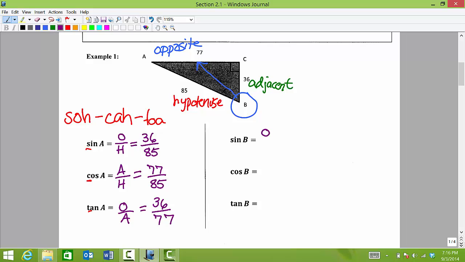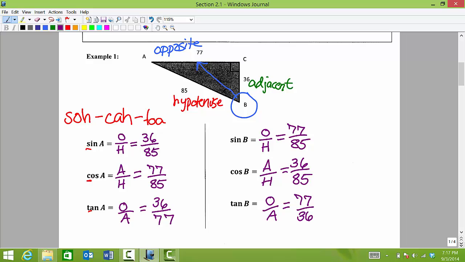So sine of angle B will be opposite over hypotenuse. So now the opposite side will be 77, and our hypotenuse is 85. The cosine of angle B will be adjacent over hypotenuse, and that will be 36 divided by 85. And tangent of B now will be opposite over adjacent, so the opposite side 77 and our adjacent side 36.